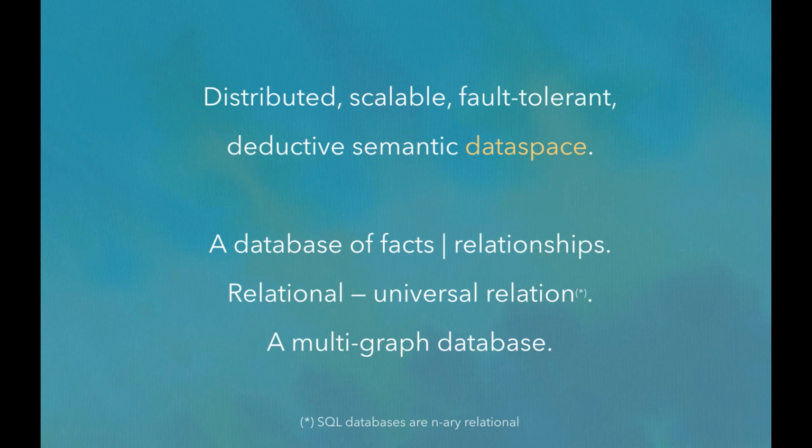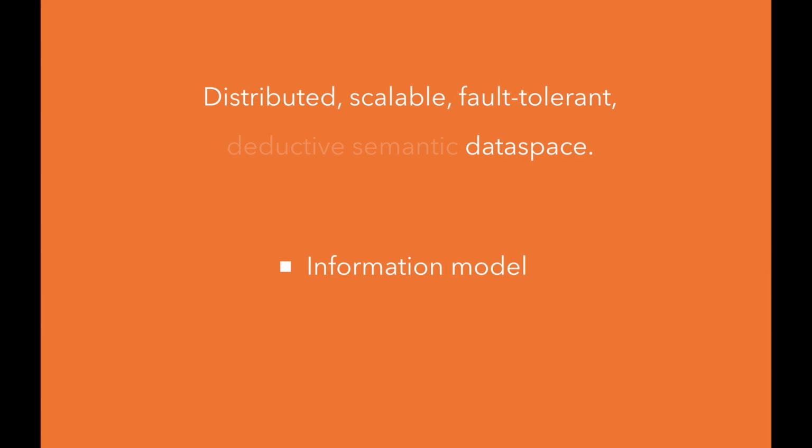Finally, in terms of the data space, this is a database of facts and relationships. If you come from the relational database model, this is a relational database in which we deal only with a universal relation. That is, there are no n-ary relationships or relations in this database. It's a single-way atomic fact that we can store, and we're going to show you that in a minute. It's also a multi-graph database. So let's jump into a little more detail of how we do this.